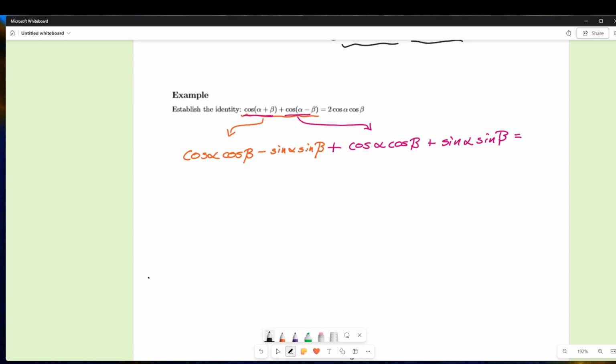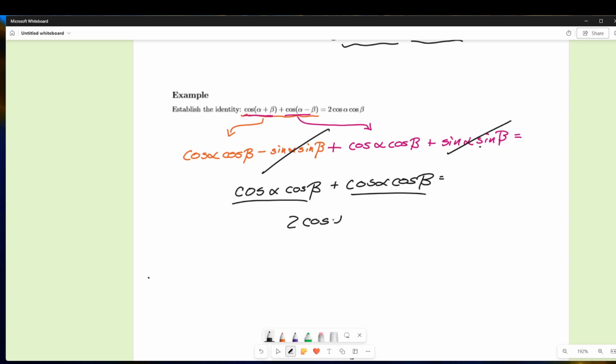Notice we have negative sine alpha sine beta here and positive sine alpha sine beta there. So those are going to subtract and turn into a 0, leaving us with cosine alpha cosine beta plus the other cosine alpha cosine beta. And the sines all subtracted away. And this is the same thing added to itself, so that's two of them, 2 cosine alpha cosine beta, which is what we were supposed to show. So good, we verified that identity.